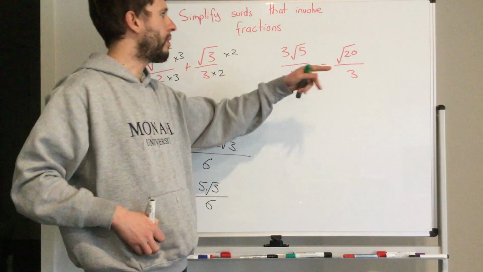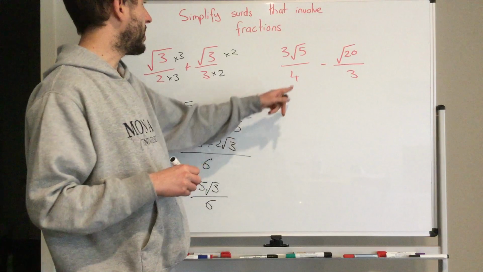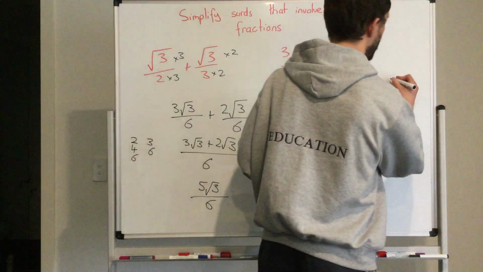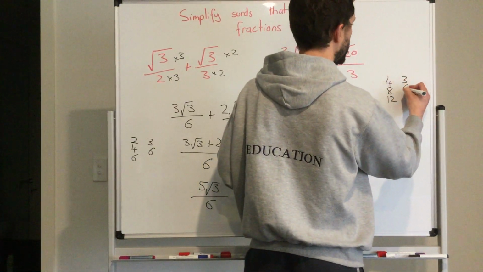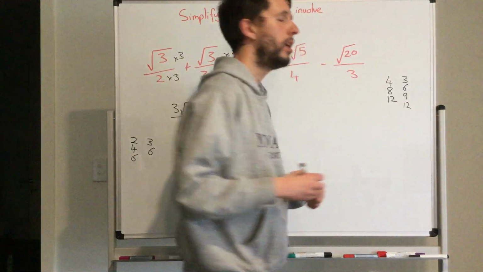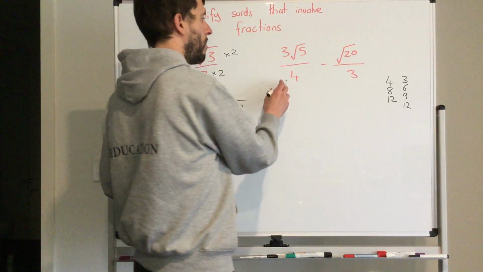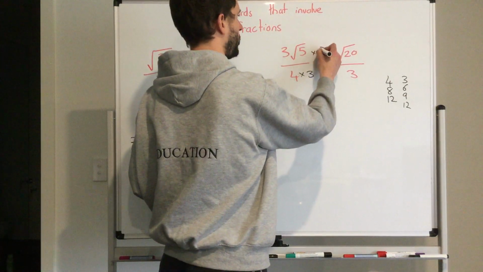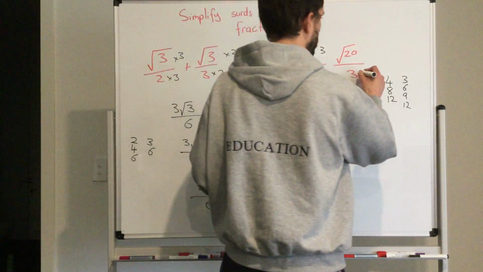Let's do the same thing over here. First thing I'm going to be thinking about is my 4 and my 3, the lowest common multiple. So I'll skip count. 4, 8, 12, 3, 6, 9, 12. So the lowest common multiple is 12. So to get the 4 to 12, I need to times it by 3. What I do to the bottom, I must do to the top. And likewise on the other side.